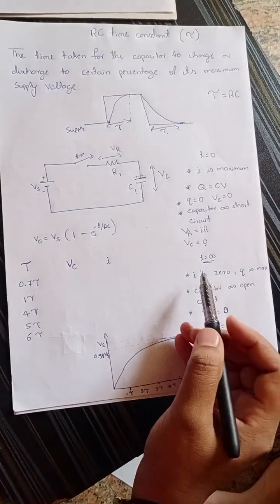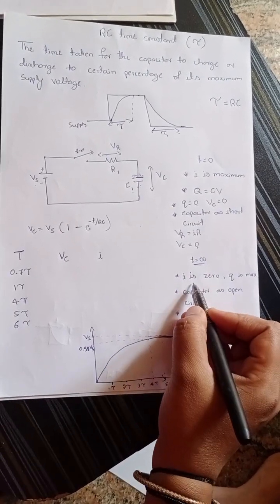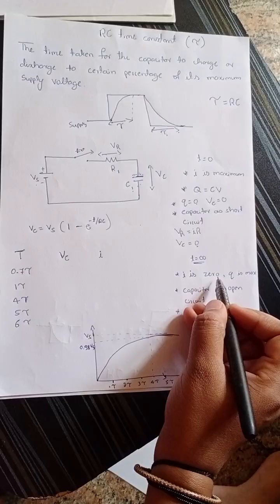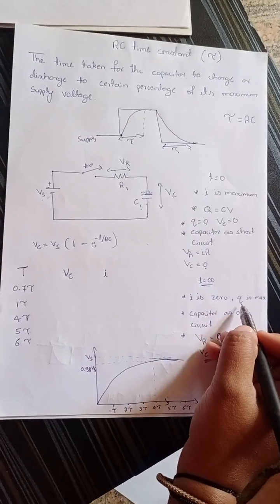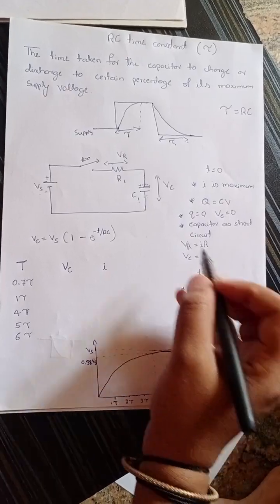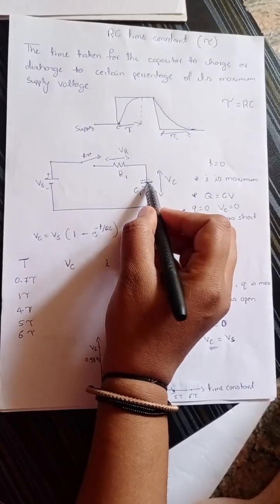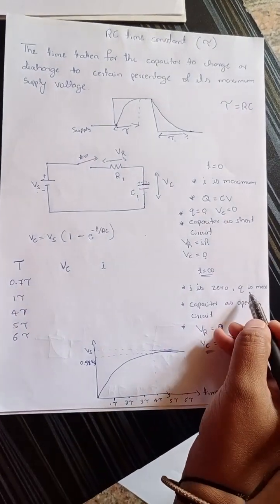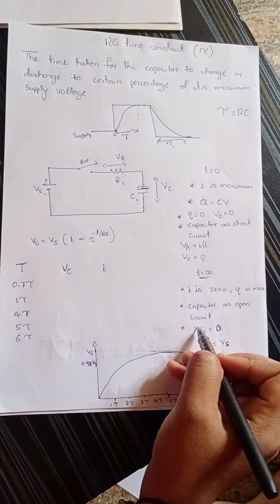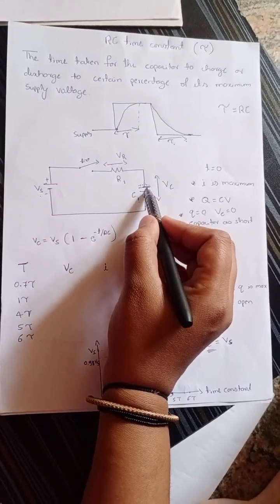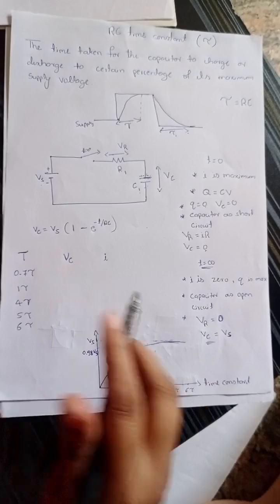If we go to the next case, at time equal to infinity, the current I through the circuit will become 0. Why? Because the charge on the capacitor plate is maximum, as the capacitor is already fully charged. So Q is maximum, so the capacitor acts like an open circuit. There is no current flow, so it acts like an open circuit.